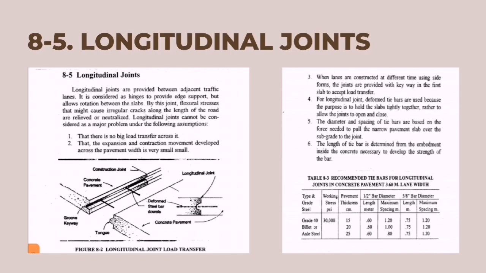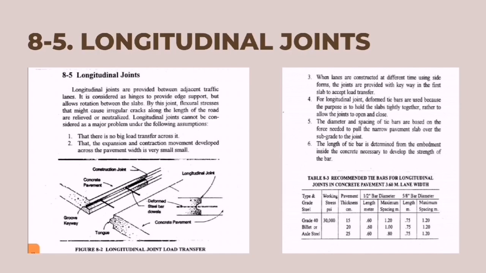Longitudinal joints cannot be considered a major problem under the following assumptions. First, that there is no big load transfer across it. Second, the expansion and contraction movement developed across the pavement width is very small. Third, when lanes are constructed at different times using side forms, the joints are provided with a keyway in the first slab to accept load transfer.